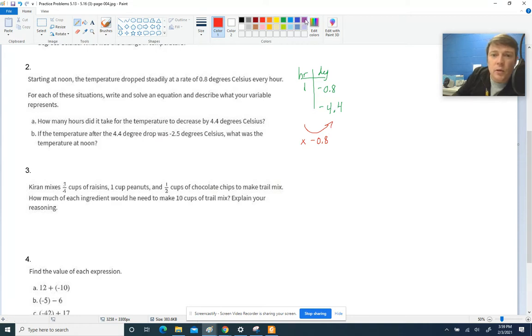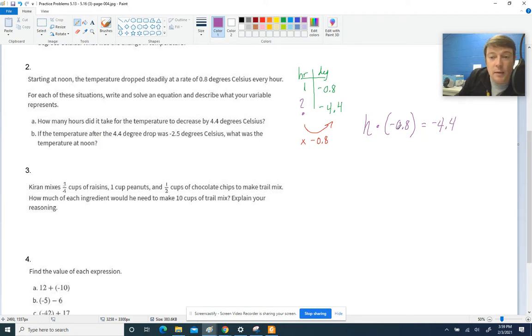But if we were going to write an equation for this, then we would say something times negative 0.8 equals this. So anytime we have something like this, we can use a variable. We could say that our something is X, or in this case, it's hours. We can use H. We could say H multiplied by negative 0.8 will equal negative 4.4. And that comes straight from my table. So tables can help us write equations too, as they have in the past.